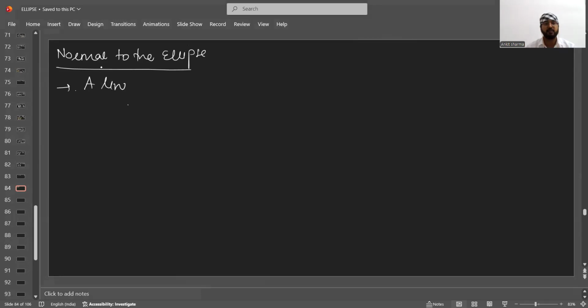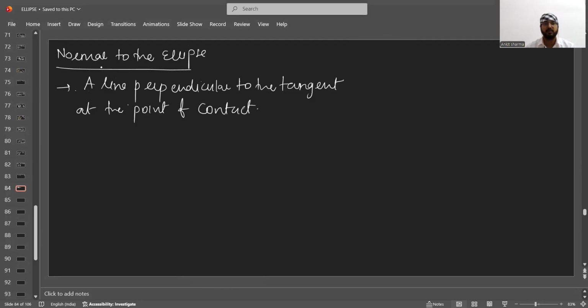A line perpendicular to the tangent at the point of contact. So a line perpendicular to a tangent at the point of contact is my normal.